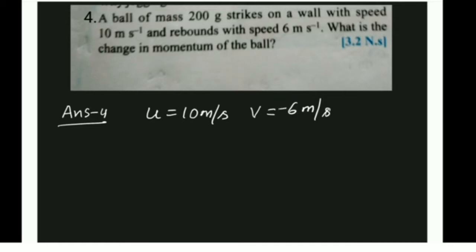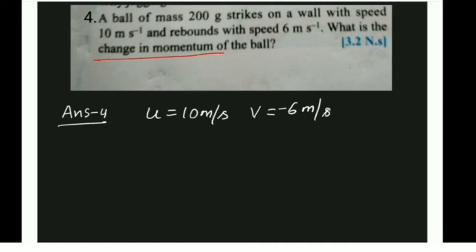Why? Because the body is coming back, and velocity is a vector quantity. Vector quantities depend on direction. So whenever something is happening against the motion, or something is taking an opposite direction, we have to put a minus sign there. Now the same thing they are asking, what is the change in momentum?